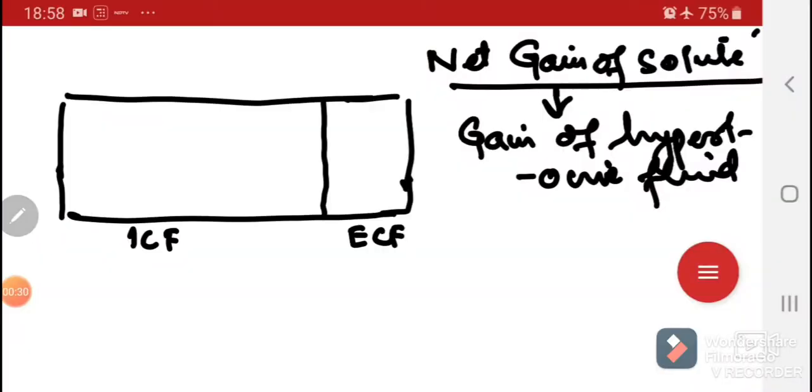So, as we know, once there is a gain of fluid, this will be represented like this, but it's a gain of hypertonic fluid. So the overall osmolarity of ECF will increase. So this is how we represent the overall.